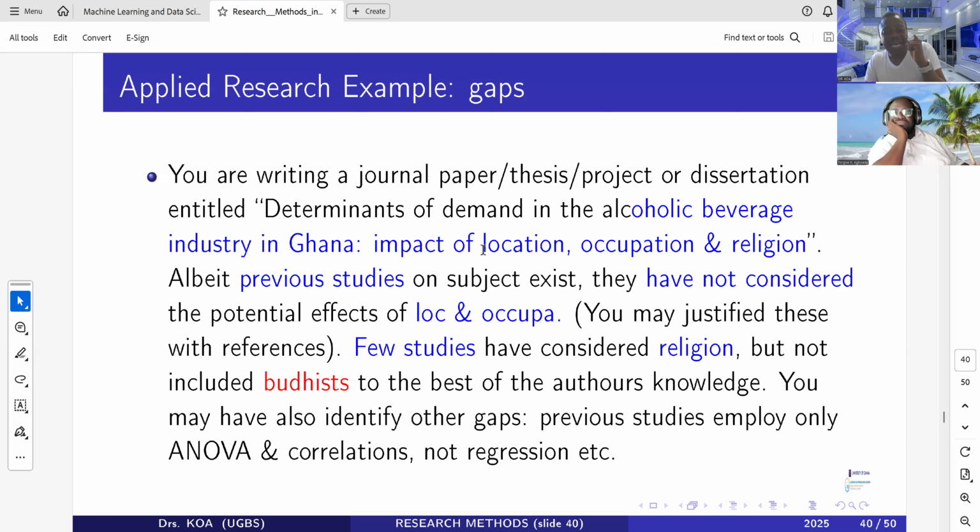You would have said that even though some have looked at it, like they've looked at Christianity and Mohammedanism, the majority of studies have not looked at the impact of Buddhism, to the best of your knowledge. You could have said something like that.